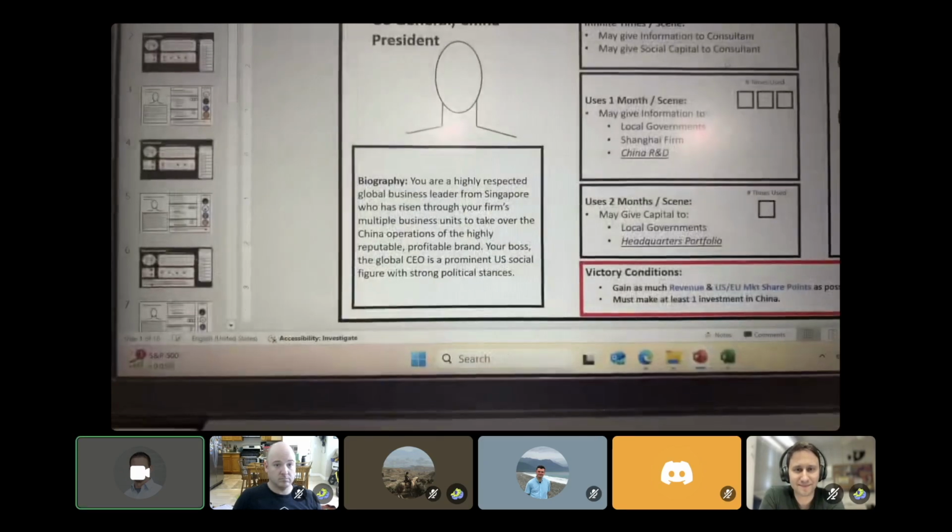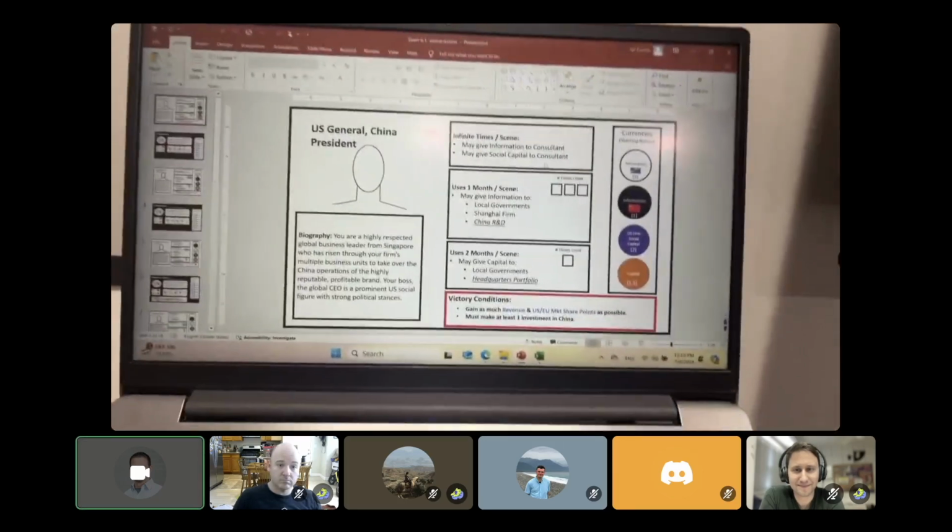If it's cool with folks, I'll go through what the assets look like, and let's get into it. So I will flip my camera around. Okay, sorry again for the computer not working.